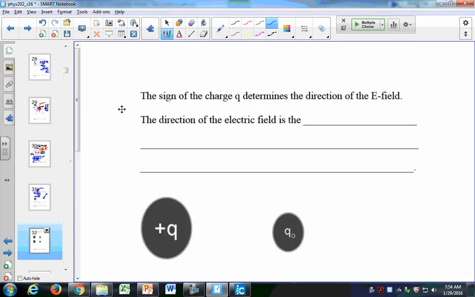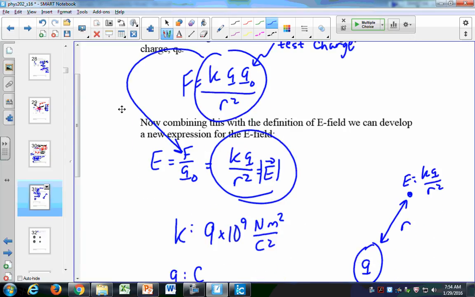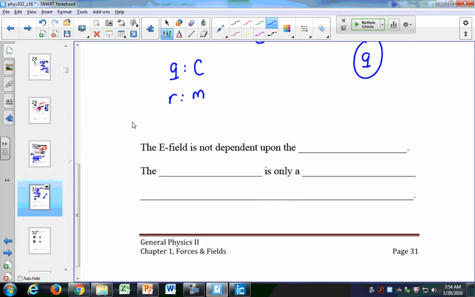Okay, so the sign of the charge Q determines the direction of the electric field. That is not the test charge, but the actual charge. The direction of the electric field is... I think you skipped some little bits. Did I? I'm sorry. Okay, so yeah, the E field, I said this in words, but let's write it out. The E field is not dependent upon the test charge. The test charge is only a tool.